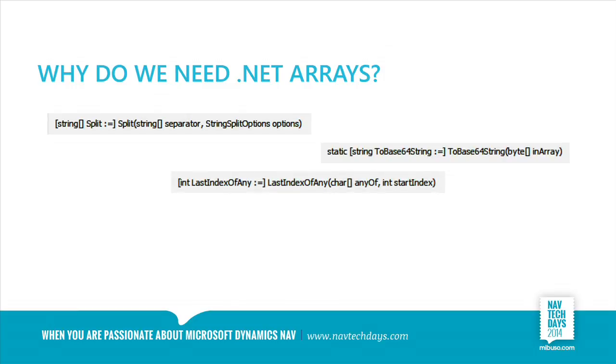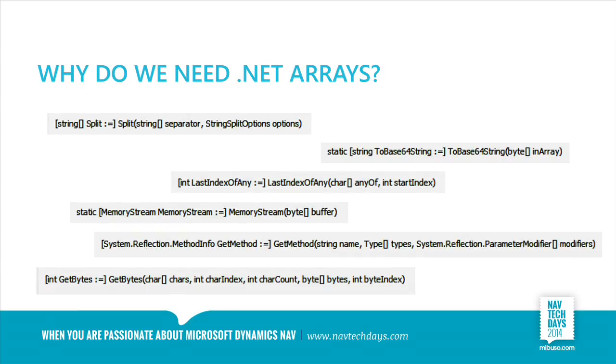So if you take a look at the symbol menu, a lot of .NET methods just take arrays as parameters, or they return arrays as return values. And if you are not able to use them, then it means that a large part of .NET is just out of your reach. So you need to know how to work with .NET arrays.